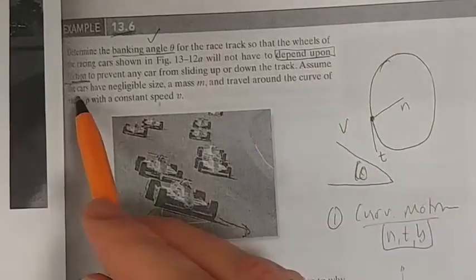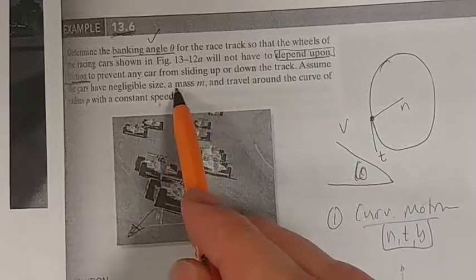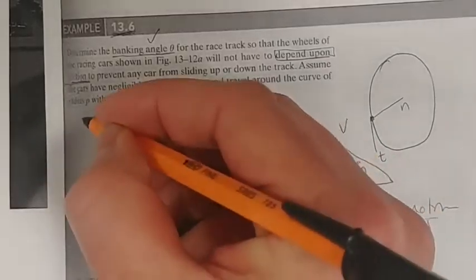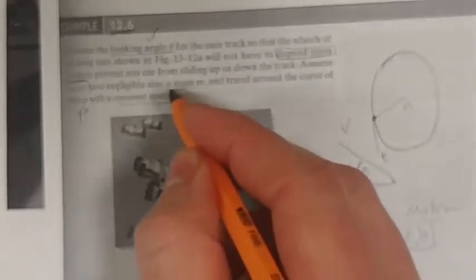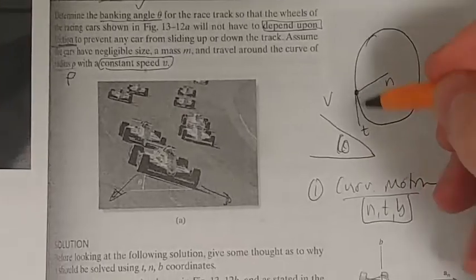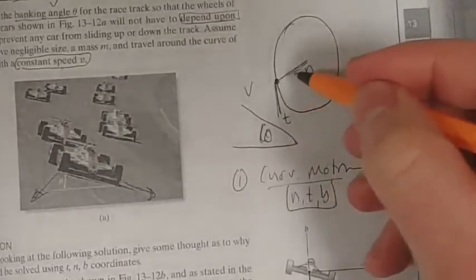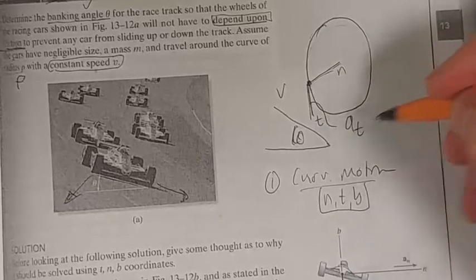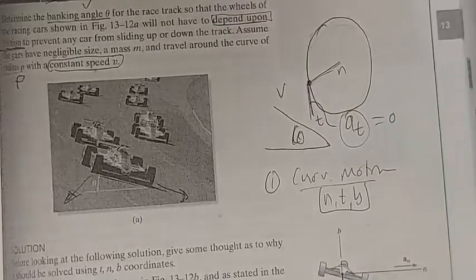Okay, assume the cars have negligible size, a mass m, and travel around the curve with radius rho and a constant speed v, okay? So, can you see that the cars are traveling like this? That's your tangential direction. There's your normal direction, and your binormal is out of the page. And it says a constant speed v. So what is our acceleration in the tangential going to be? It's going to be 0, right?